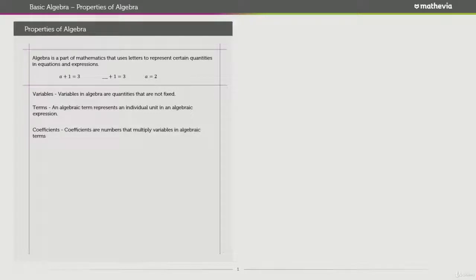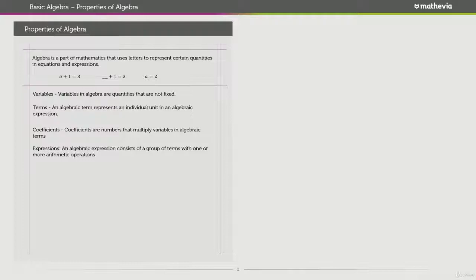Coefficients are numbers that multiply variables in algebraic terms. For example, you could have an algebraic term 2x, and basically 2 is multiplying x in the term 2x. 2 is the coefficient of x in the term 2x. It's that simple. So what about algebraic expressions? An expression consists of a group of terms with one or more arithmetic operations. So you have two terms, 2x and y. So 2x plus y, or 2x minus y, is an algebraic expression.